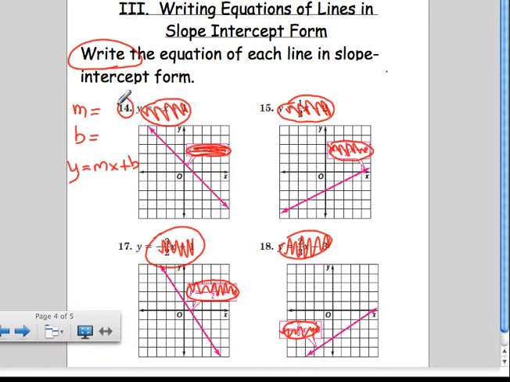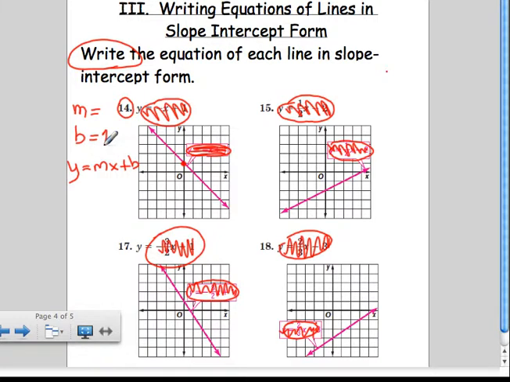18. Looking at this first one, first thing I need to figure out is, I think, the y-intercept. That's going to be easiest. And I can see, look at my y-axis, that the y-intercept is right there at positive 1. So my y-intercept is 1.